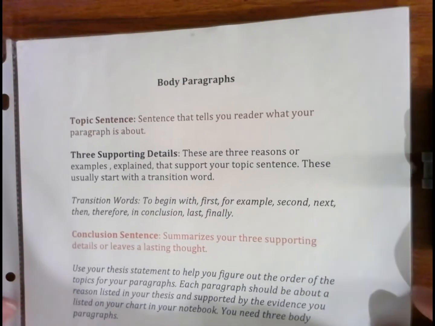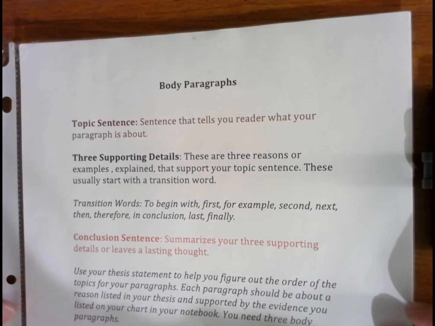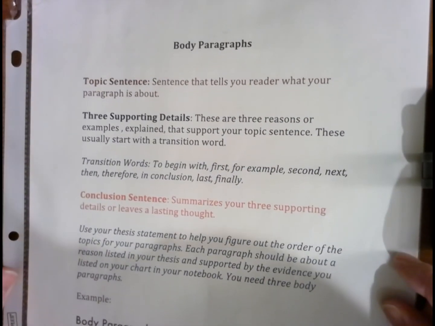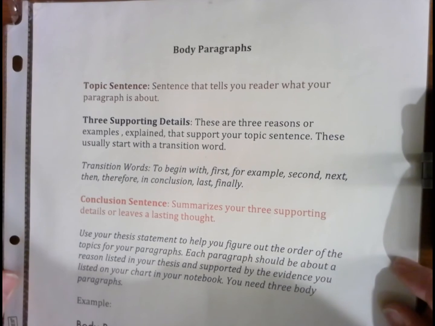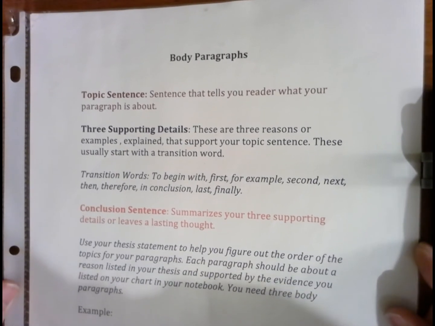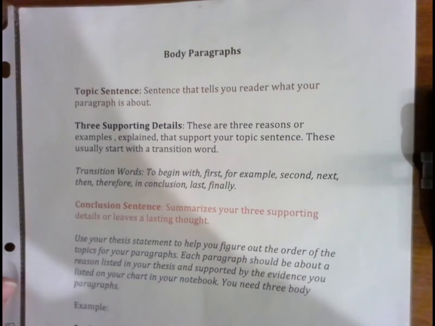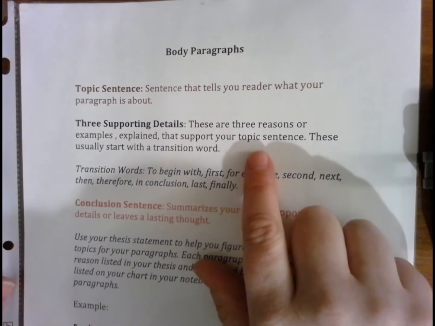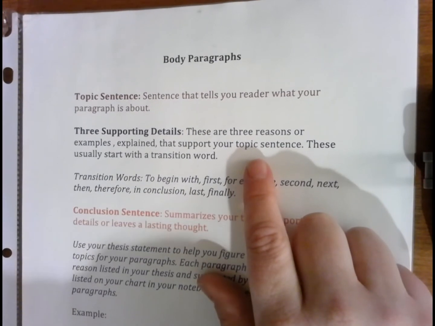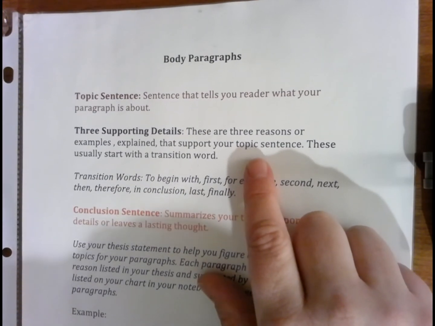So let's look. You start with a topic sentence, a sentence that tells your reader what your paragraph's about. Then you need your 3 supporting details. These are 3 reasons or examples explained that support your topic sentence. These usually start with a transition word. Some of you were talking about how you didn't have 3 reasons in your category on your brainstorm chart, and that's fine. Explain the reason.